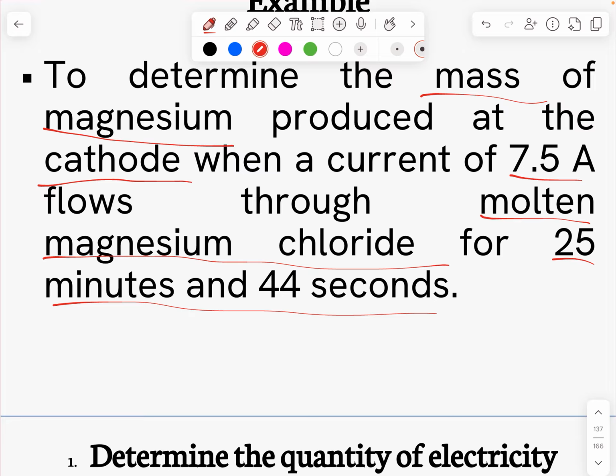Highlight the numbers that they give you. So we got 7.5 amperes, which is I. We got the time as well, 25 minutes and 44 seconds. We also know that we're calculating the mass of magnesium in molten magnesium chloride. So magnesium chloride in this case is our electrolyte. It's in the molten form, so there is no water present. It's not aqueous, it's just molten magnesium chloride.